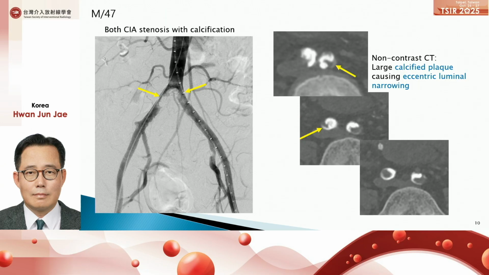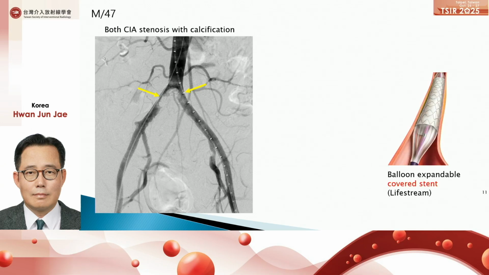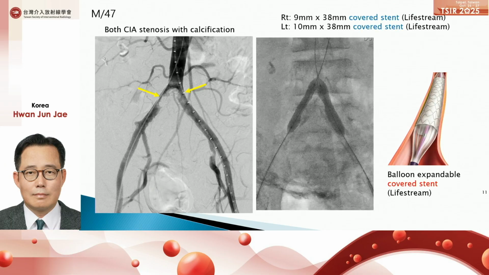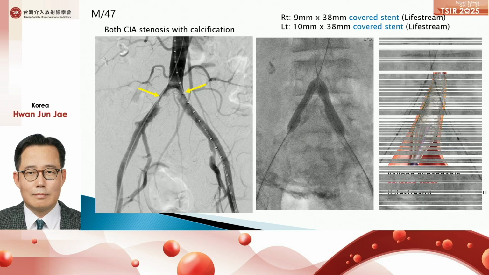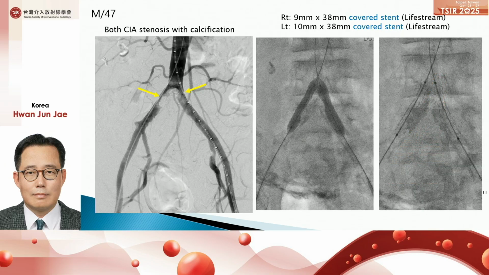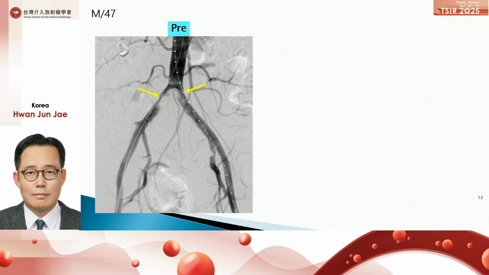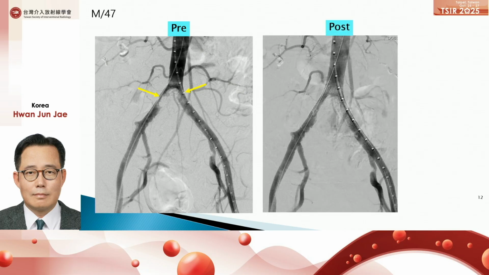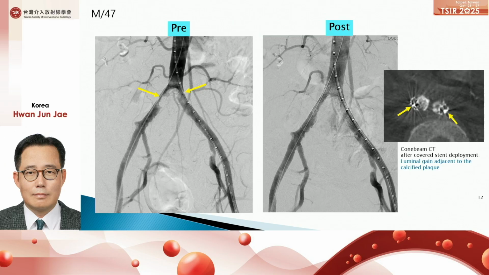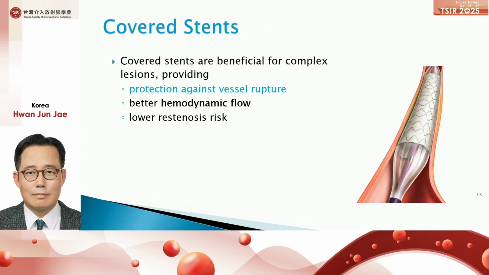So we decided to use a balloon expandable covered stent. We inserted two covered stents, and with the kissing technique, we deployed them simultaneously. So this is pre, and this is post-image. And the CT after covered stent deployment shows luminal gain adjacent to the calcified plaque.